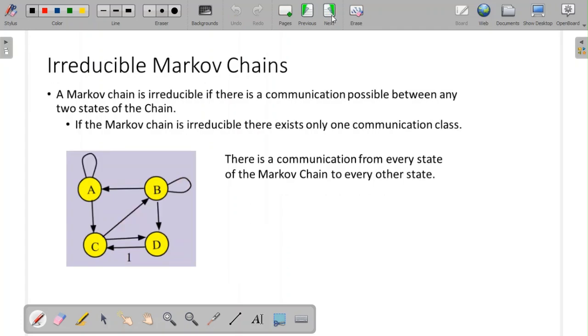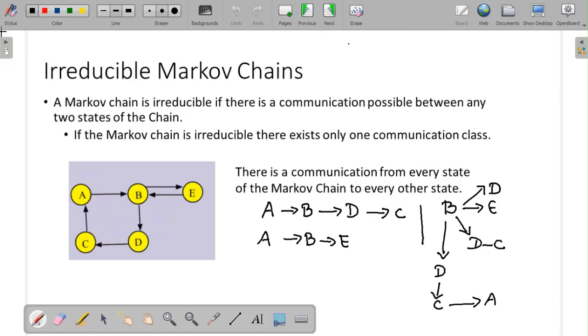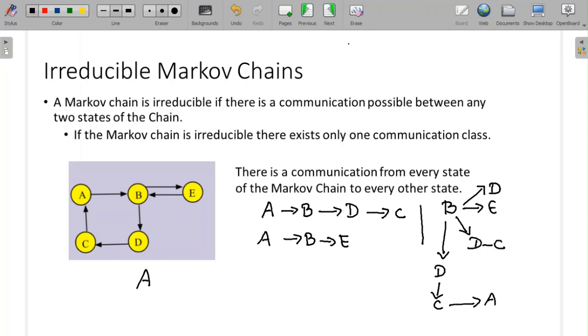The next possible classification, and I've given you another example here. Here again, we see that there is communication possible. Here, though, there is one added advantage in that there is a direct communication from state A to state A itself. Such a communication was absent in the previous state. Therefore, to reach A from A, I may have to take a very long process.